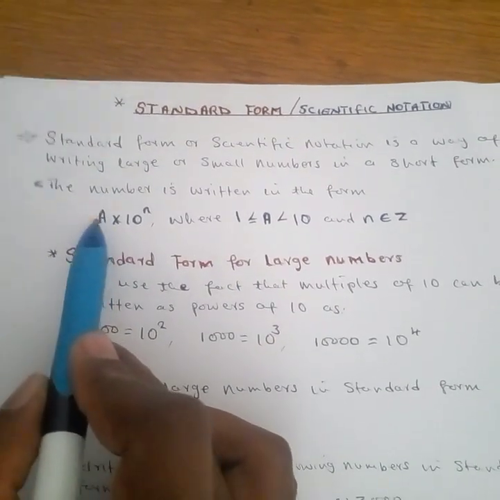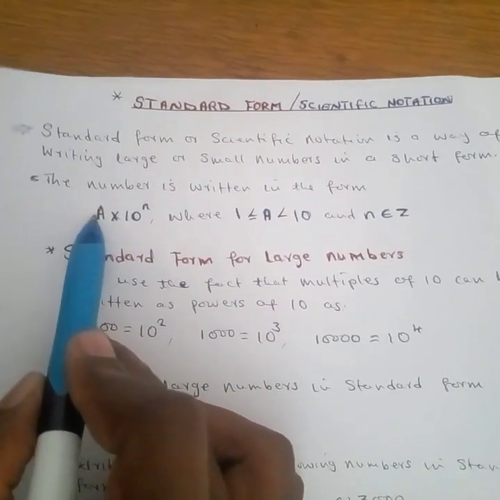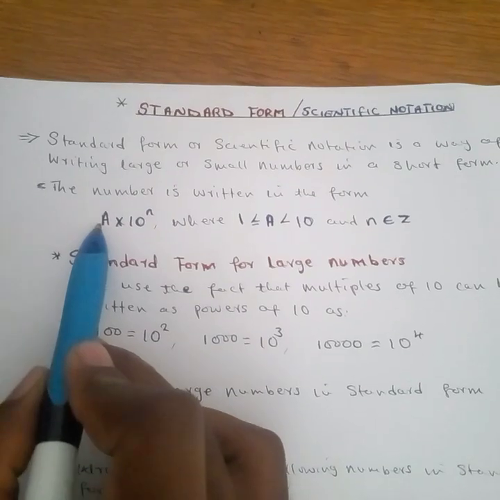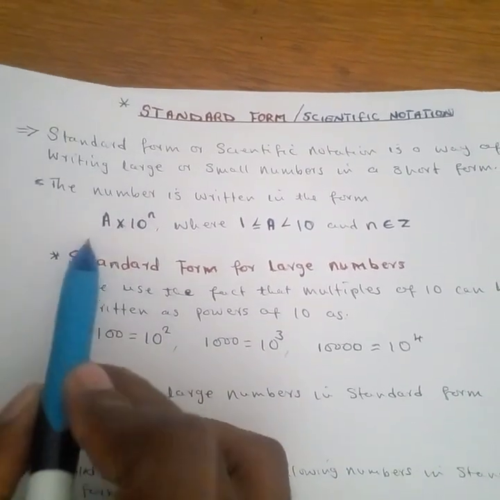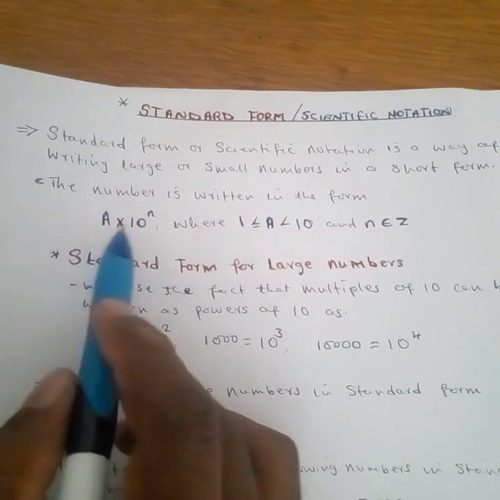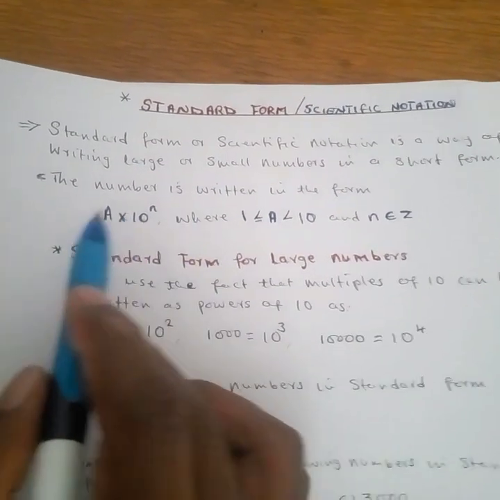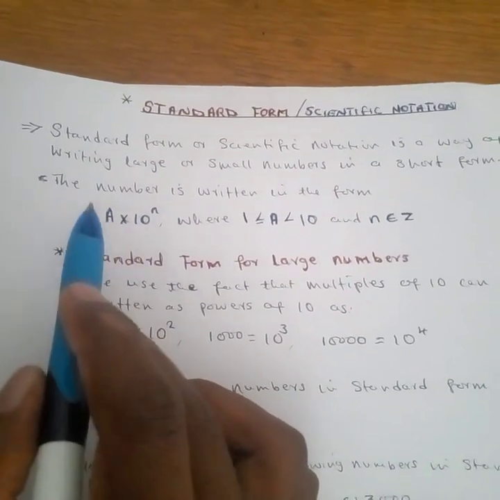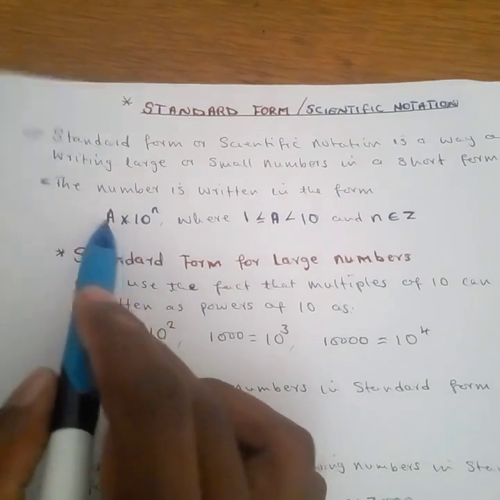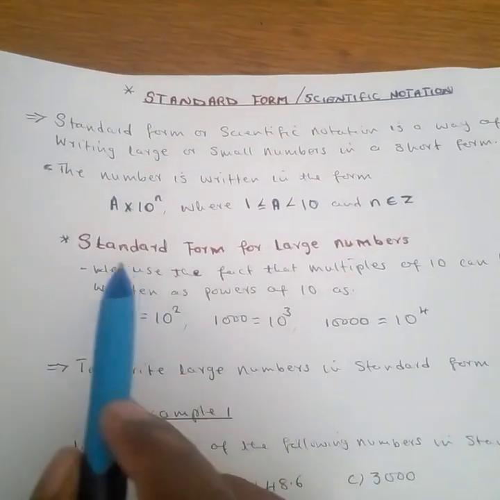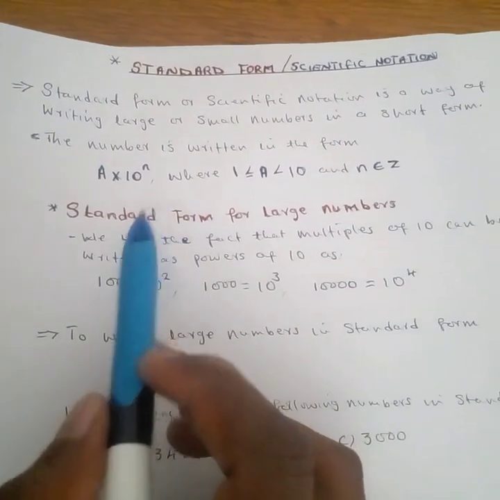This a should not be any number greater than 10 or less than 1. It should be 1 or 2 or 3 or 4 or 5. Once you write a number, let's say 23 point something to power 10, just know you are wrong. As long as it's 2.3, then you know you are correct. Now we will see this in the examples. We move on to the next one.